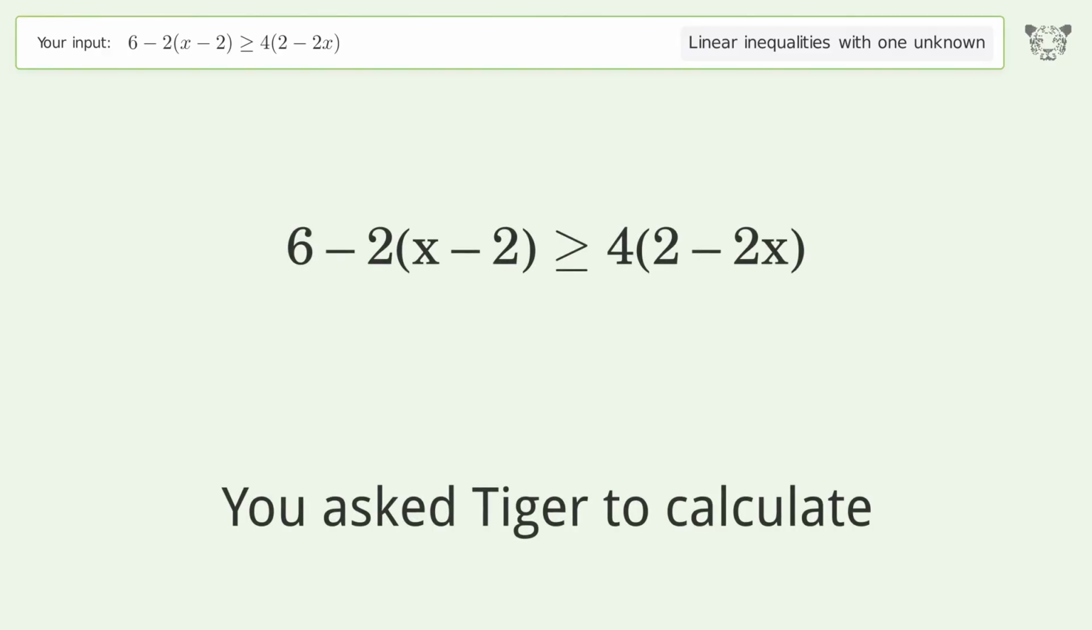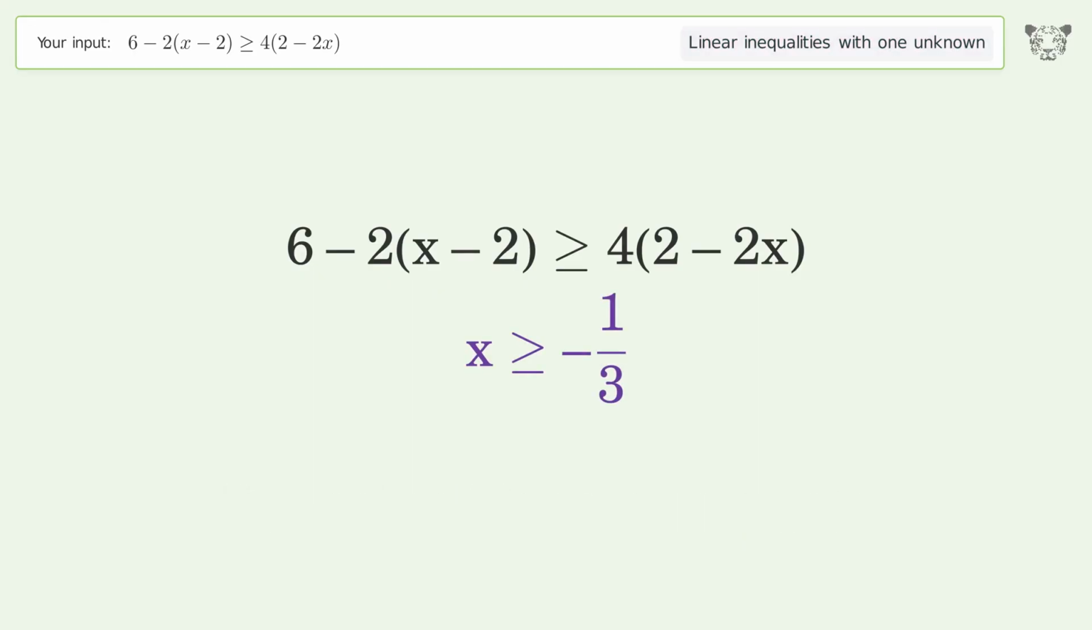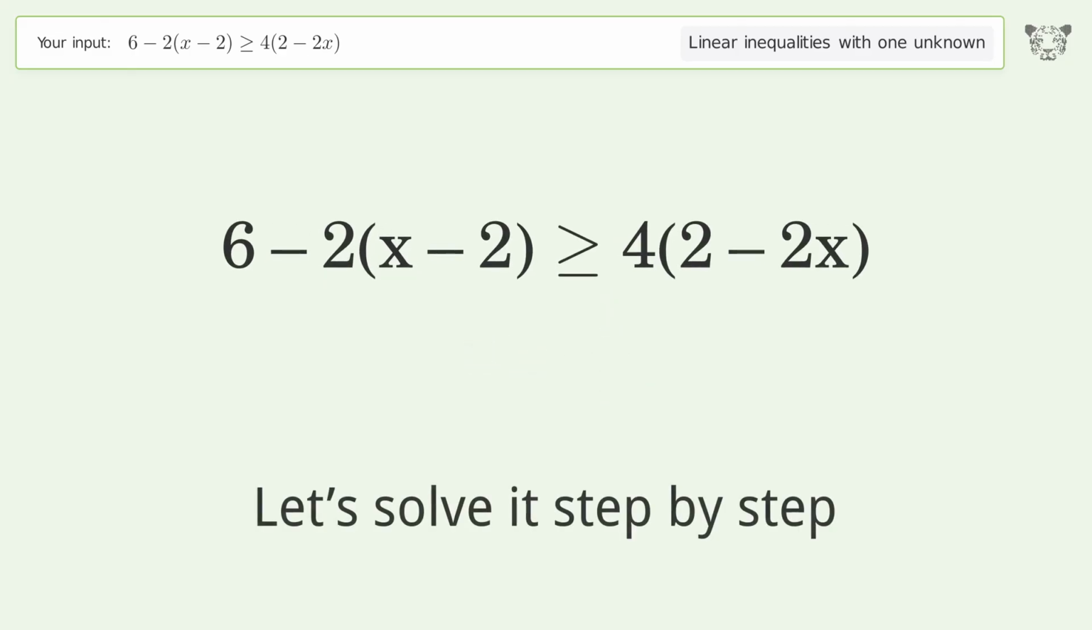You ask Tiger to calculate. This deals with linear inequalities with one unknown. The final result is x equal or greater than -1/3. Let's solve it step by step.